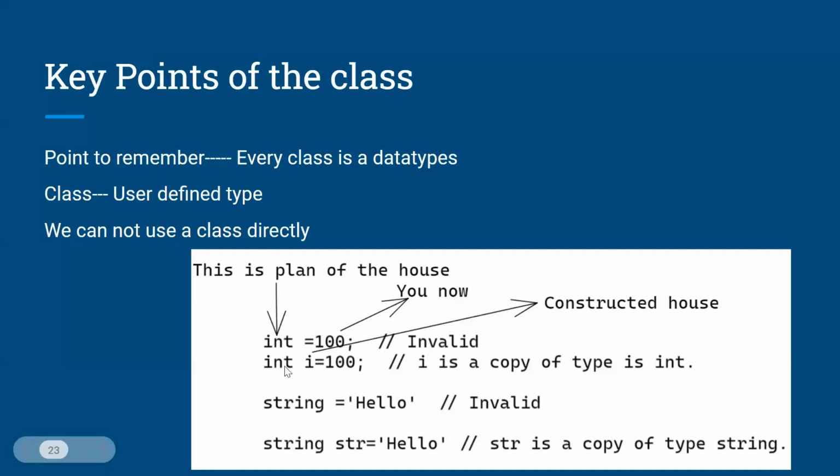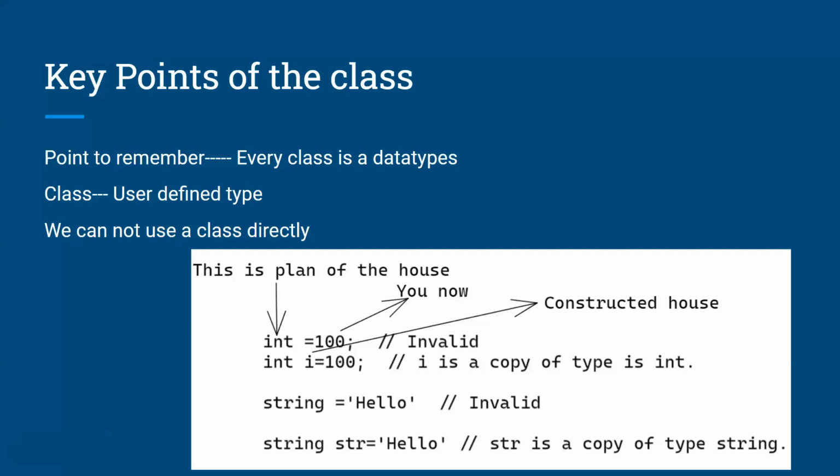Now, integer i equals 100. Integer is the plan of your house, i is the constructed house, and 100 means you. So the value 100 can be stored in i, because i is the constructed house. Memory is nothing but a house. So we can store this 100 value in this i variable. If you have a house, you can live in it, right? Without a house, or with only a plan, you cannot live in it, so we have to construct everything from scratch.